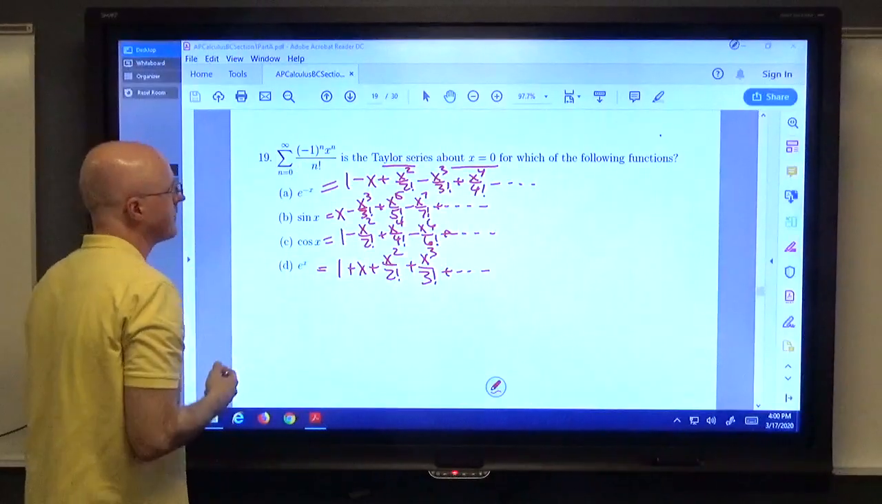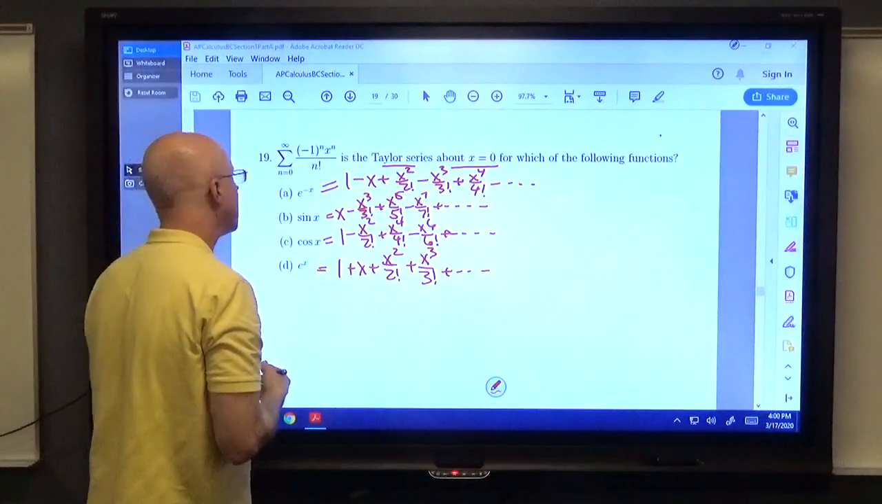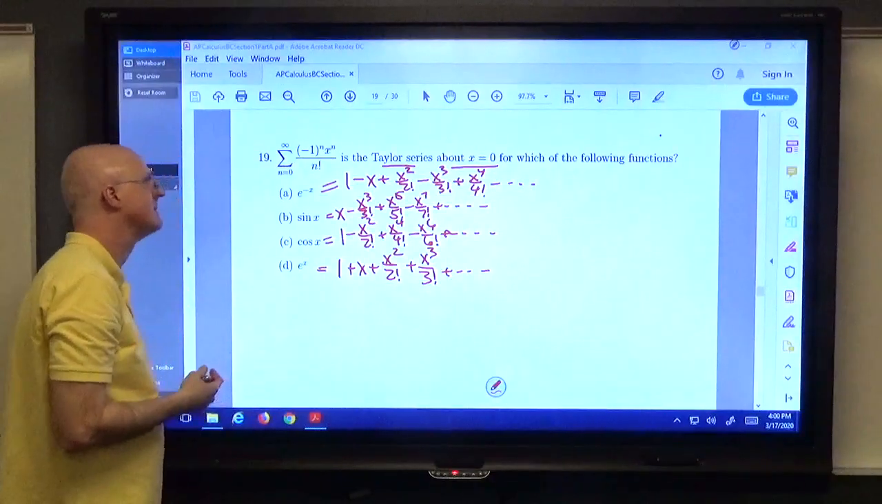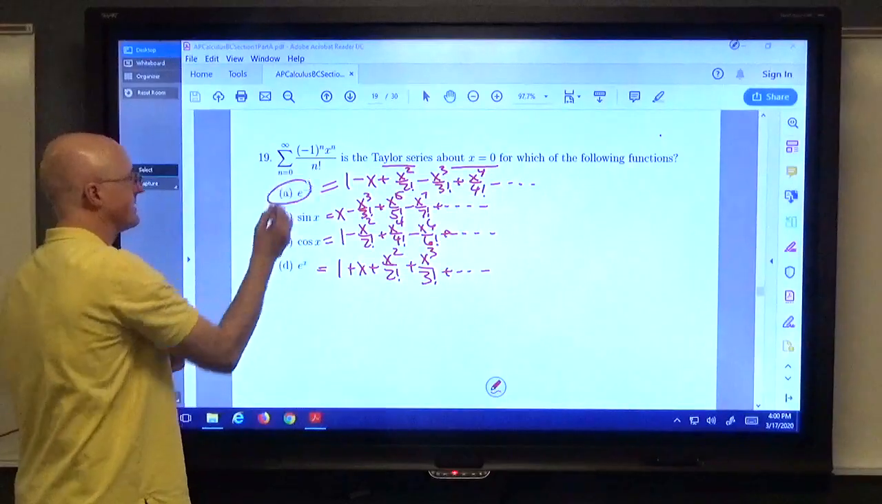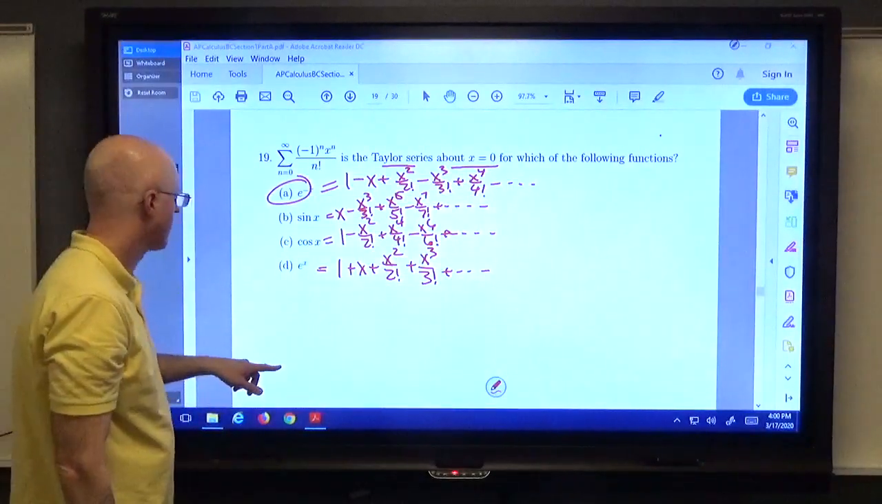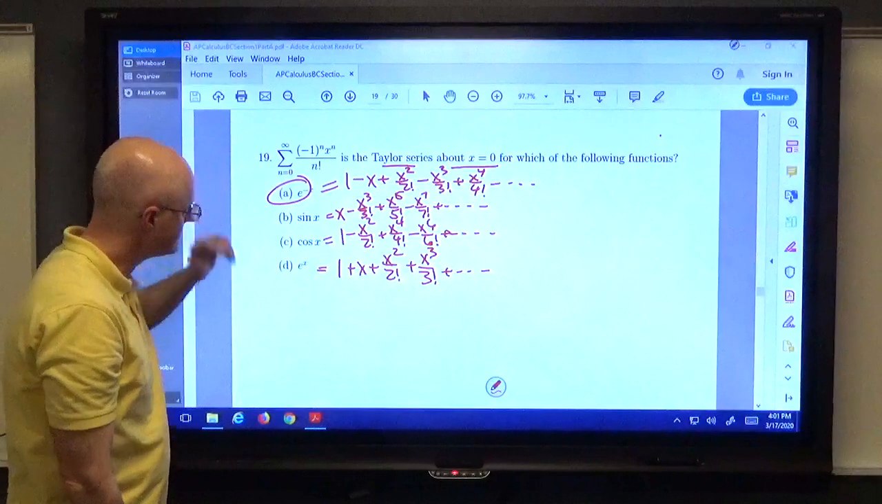You could also notice right away that the x powers are n, not 2n, and not 2n plus 1. So that rules out the sine and cosine right away, and the alternating sign. It's A for the answer. You wouldn't have to write out all these to solve it.